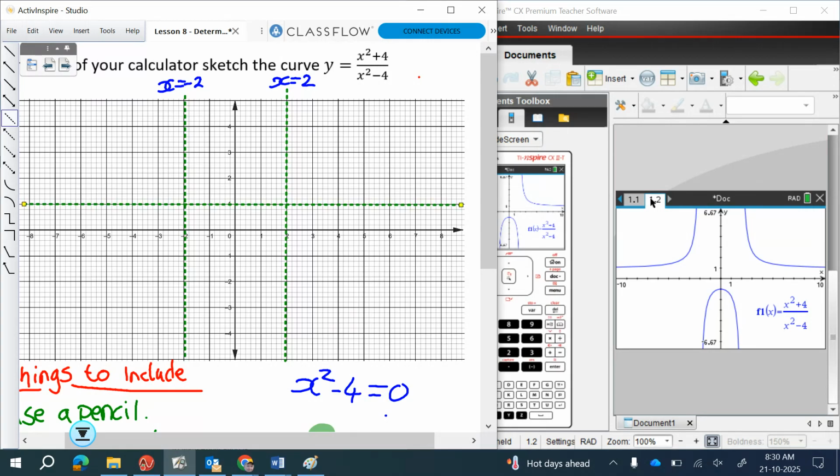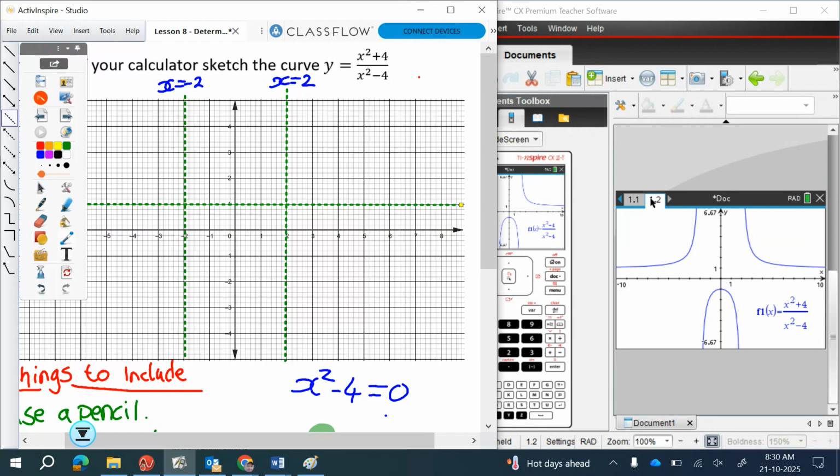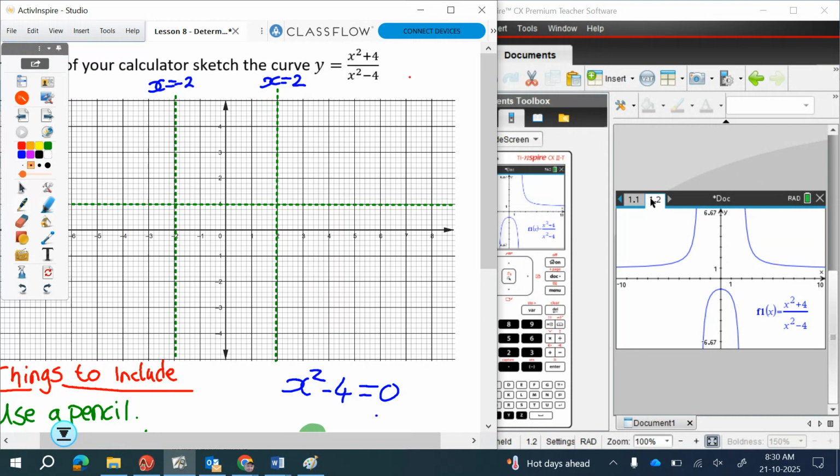So start by drawing your asymptotes. Always start with the asymptotes. You're drawing with the ruler, and then you're labeling them. So this one is y equals 1.